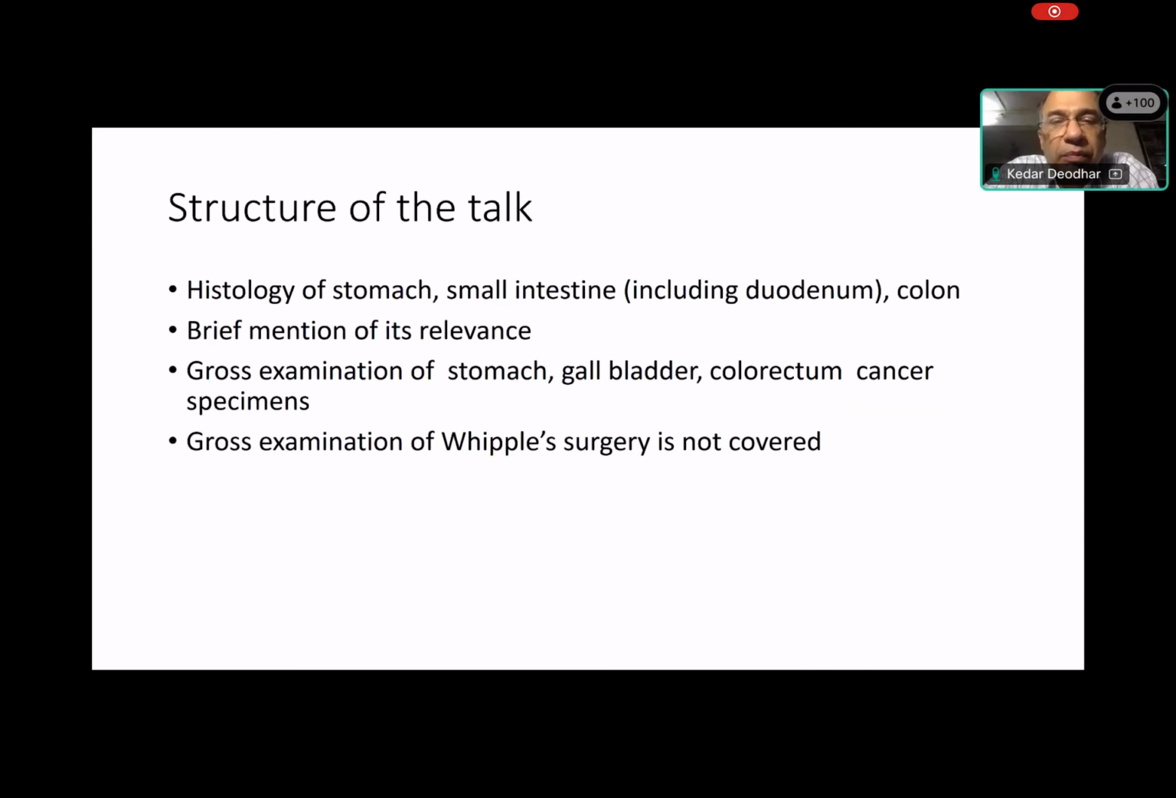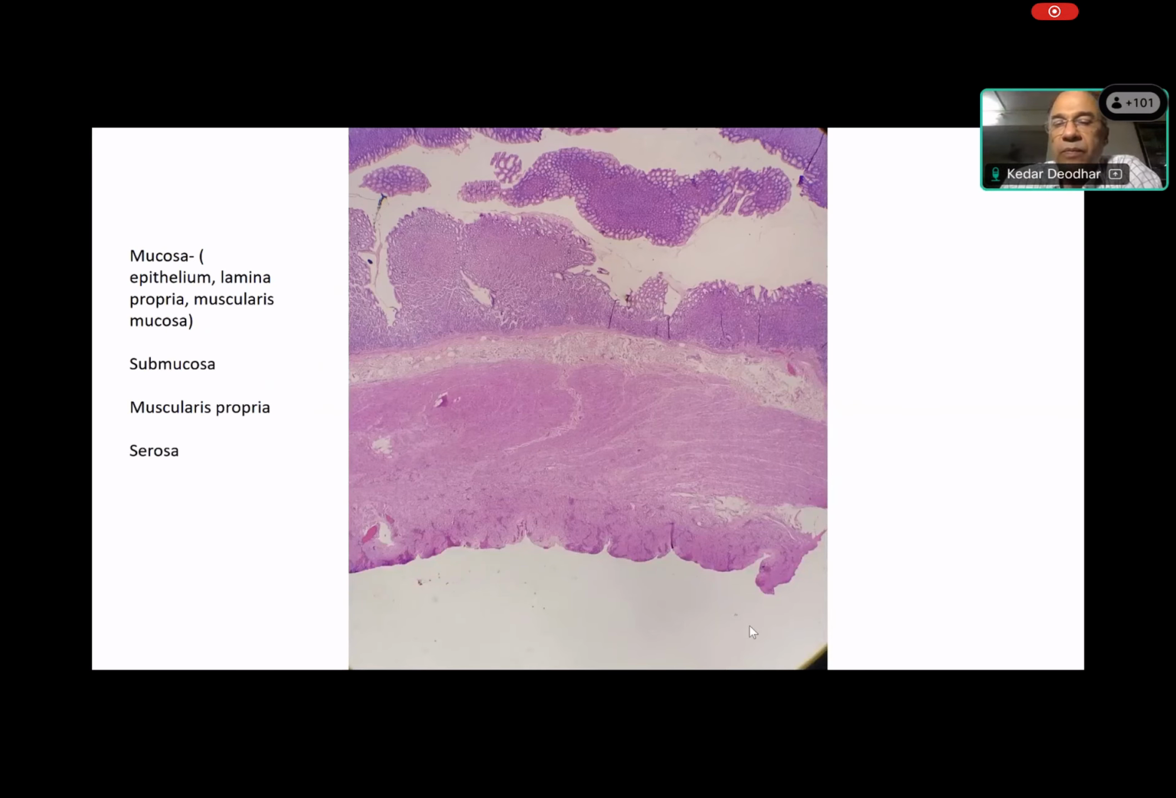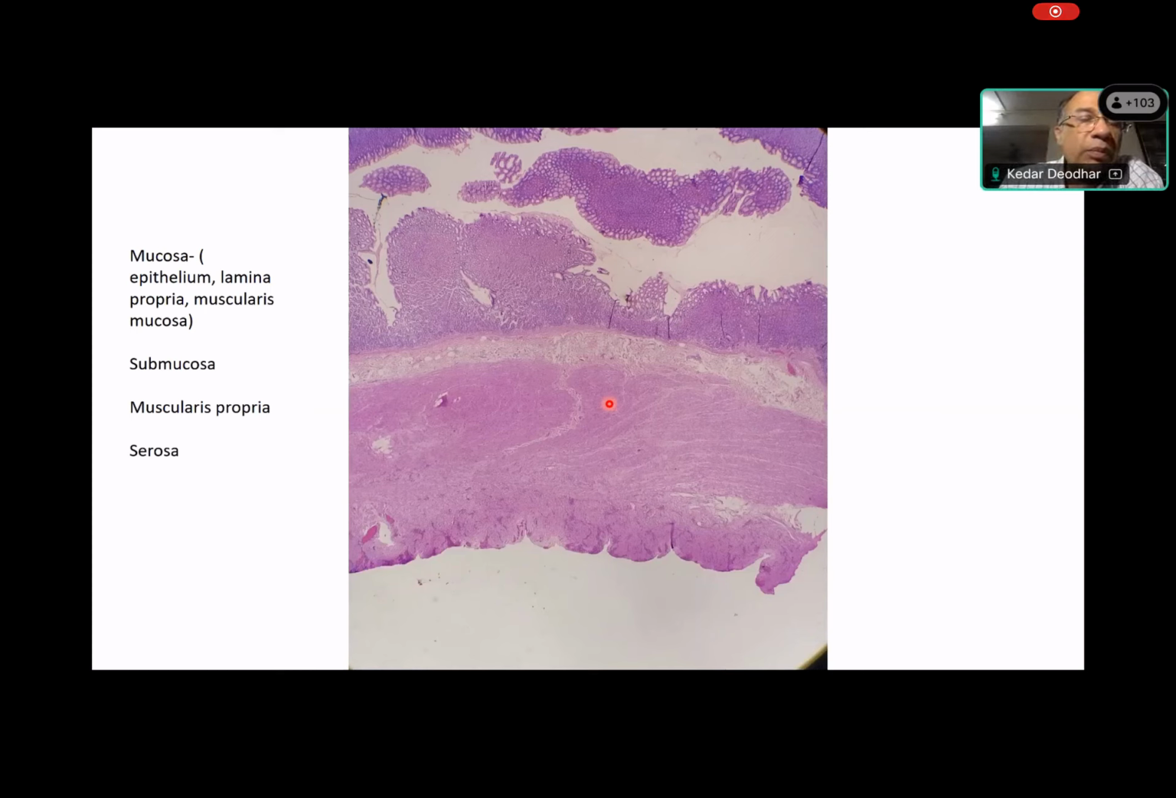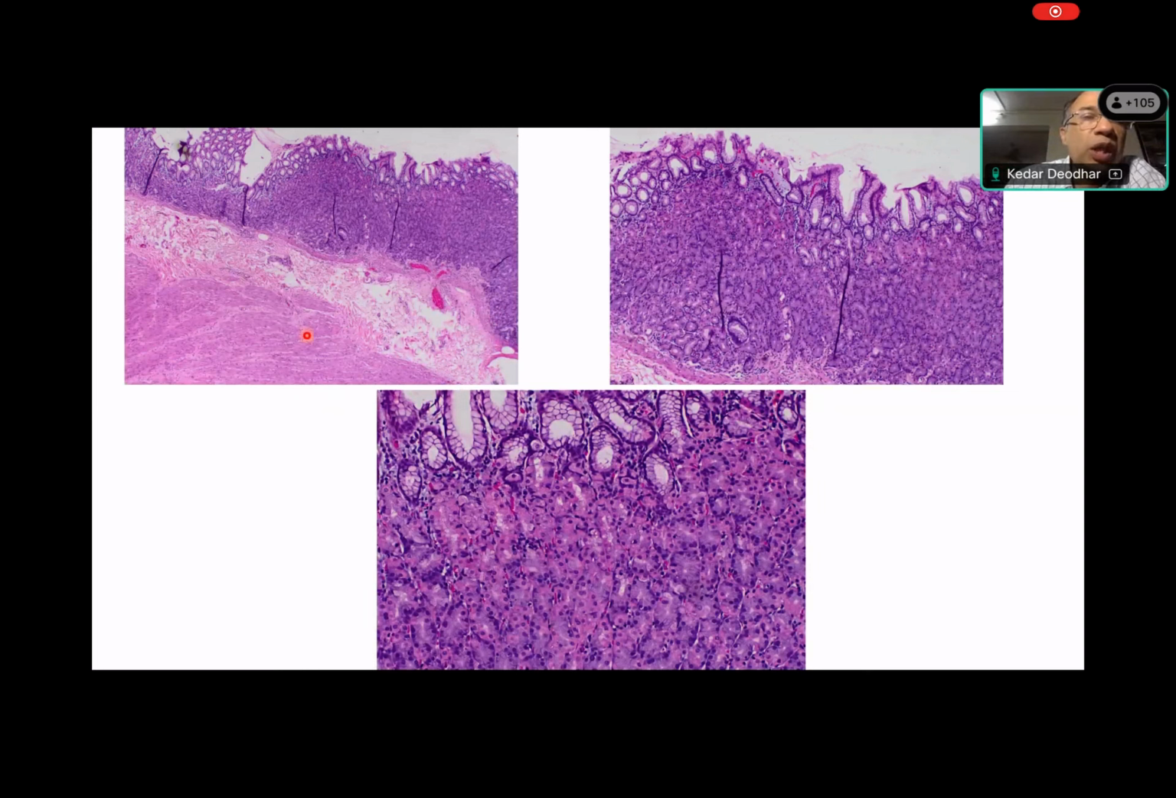If you look at the GI tract or bowel organs in general, we basically have four layers: mucosa, submucosa, muscularis propria, and serosa. Mucosa is composed of epithelium. The connective tissue around the epithelium or crypts is lamina propria, and the muscularis mucosa is a component of the mucosa. Then comes submucosa, then the muscle coat, and then the serosa. This is an example of gastric histology. We are looking at the mucosa here, the muscularis mucosa, submucosa, and the muscularis propria.